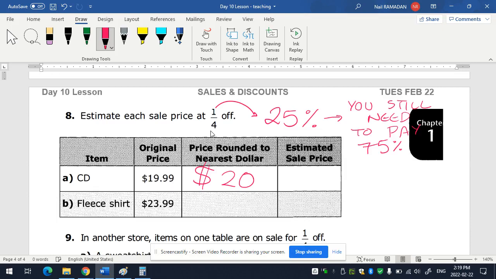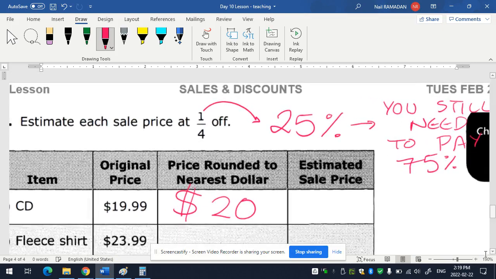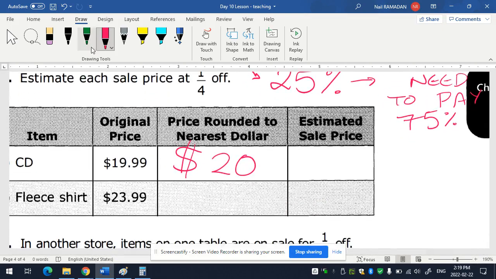So let's multiply everyone. I hope the box size is big enough to write this. 0.75 times $20. So how much is the sale price? What's 0.75 times 20? It is $15. That's it. Okay, let's do the next one. This rounds to what? Yep, you got it. So $24 is the rounded original price.